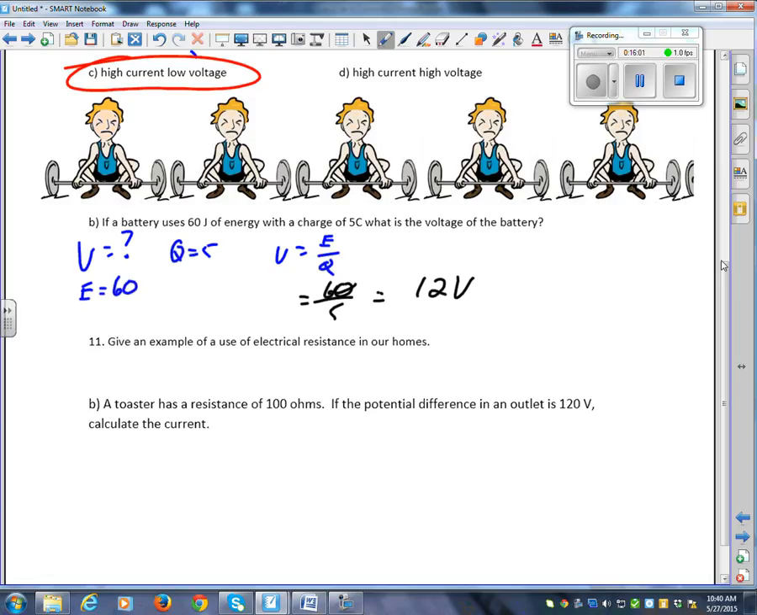Give an example of a use of electrical resistance. I'm looking for things like toasters, heaters, light bulbs. What about what? No, that's not electrical resistance. Electrical resistance produces heat or light. Those are the two things. A phone charger, that's not resistance. You're not using any resistance for benefit. That's true, but that's not their main purpose.